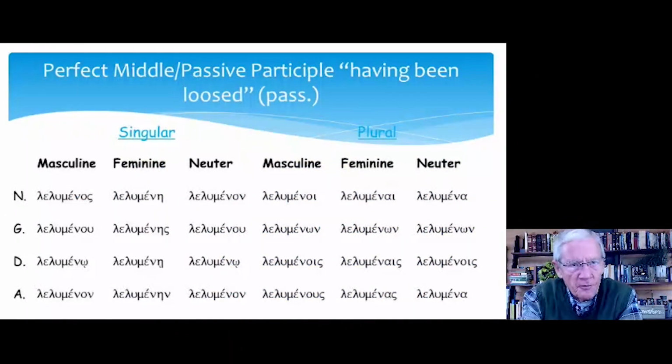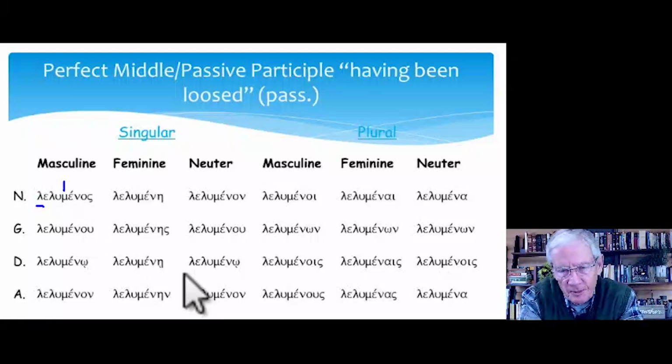All right, perfect middle passive participle, "having been loosed." Let's pronounce our nominative and genitive singulars together. Lelumenos, lelumenē, lelumenon, lelumenou, lelumenēs, lelumenou. Notice again, we have reduplication right up at the front, le. And then we also have a loss of a helping vowel.